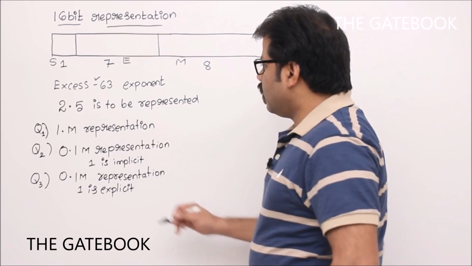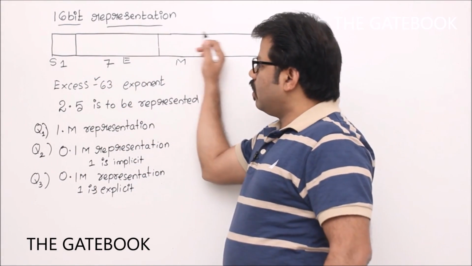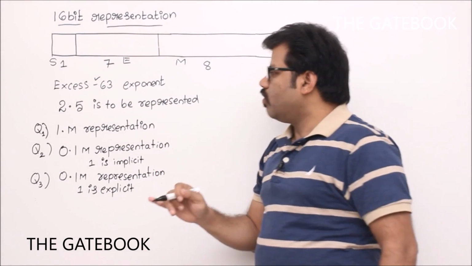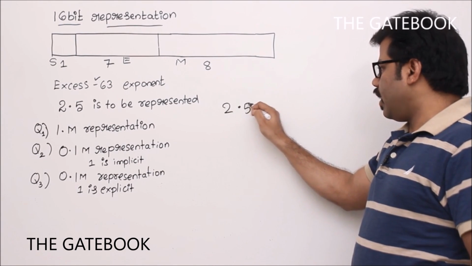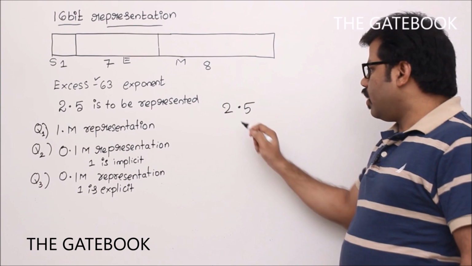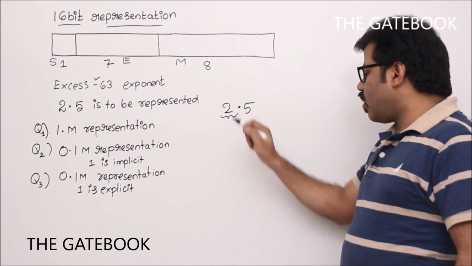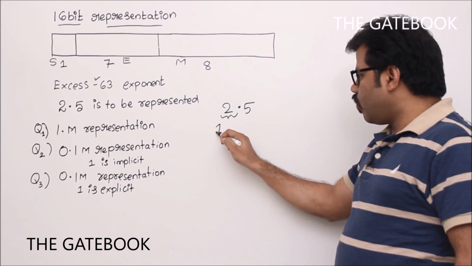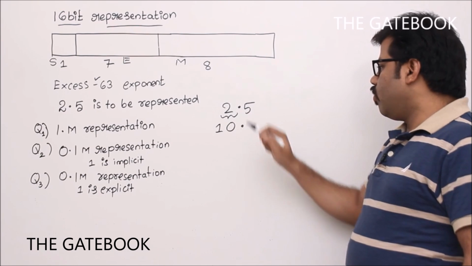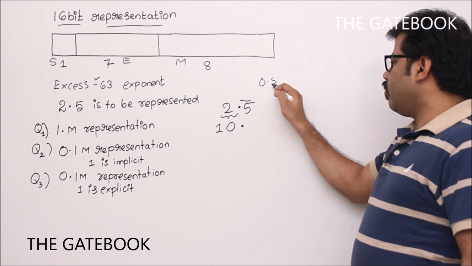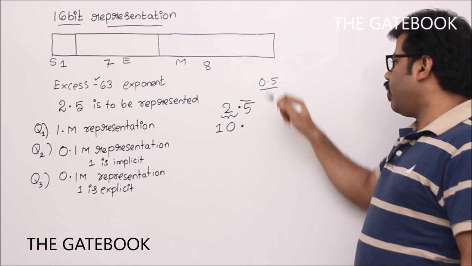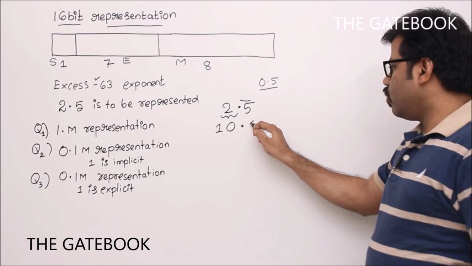So to represent 2.5 in this set of 16 bits, what do we have to do? I will tell you. First, blindly convert this 2.5 into binary. Take the integer component and convert it into binary. It is 10, point, then 5, which is 0.5, correct? So how do we convert 0.5 to binary? Already I told you, right? So you get 1 here.